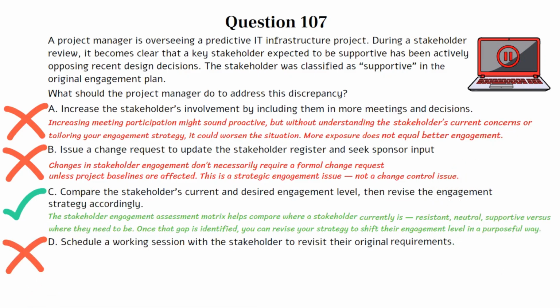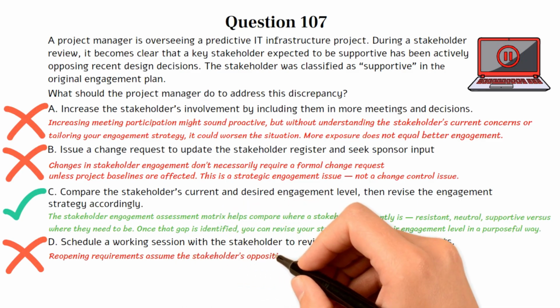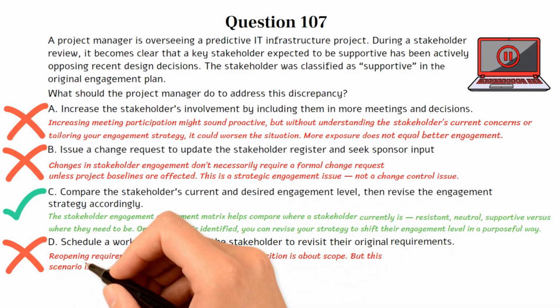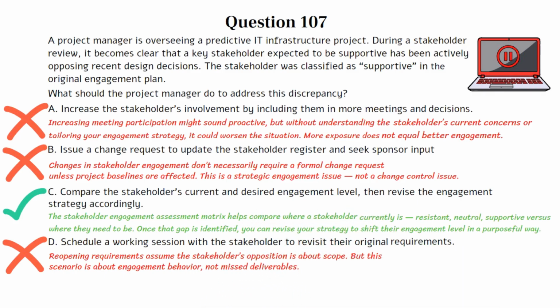Choice D is incorrect. Reopening requirements assume the stakeholders' opposition is about scope, but this scenario is about engagement behavior, not missed deliverables. Let's move on to the next question if you're ready.